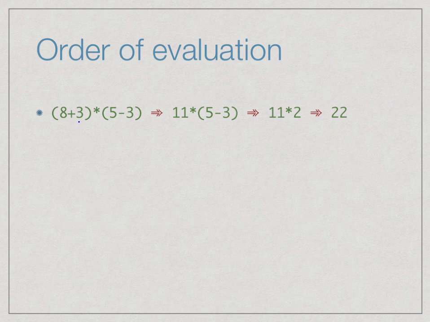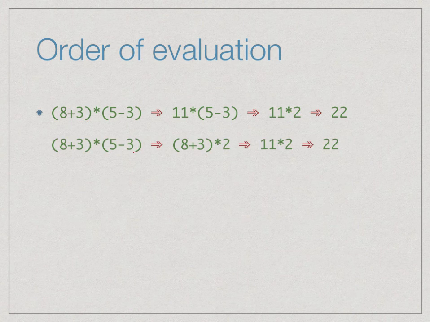So here for instance we have an arithmetic expression which has two sub expressions which need to be evaluated. So I have 8 plus 3 times 5 minus 3. If I choose to go left to right, then I first replace 8 plus 3 by 11 and then replace 5 minus 3 by 2. And finally, we have something where we can multiply and get 22. But we could, of course, just as well do it the other way. We could start with 5 minus 3 and make it 2, and then move to 8 plus 3 and make it 11, and still we get the same answer.